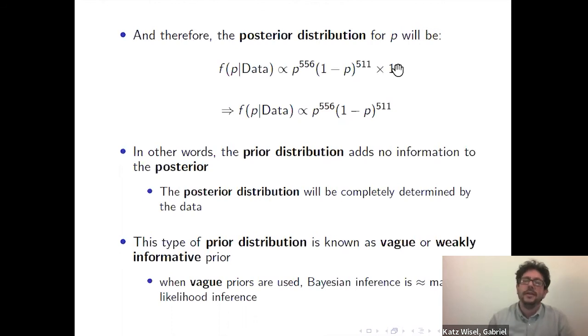Or another way of saying it is that the posterior is going to be completely, or mainly, determined by the data. So this type of prior distribution that incorporates very little information to the data, essentially this type of prior in which the form of the posterior is essentially determined by the data and not the prior, is called a vague or weakly informative prior. Okay? You can see here the posterior distribution for P is essentially proportional to the likelihood of the data, and the prior, in some sense, vanished.